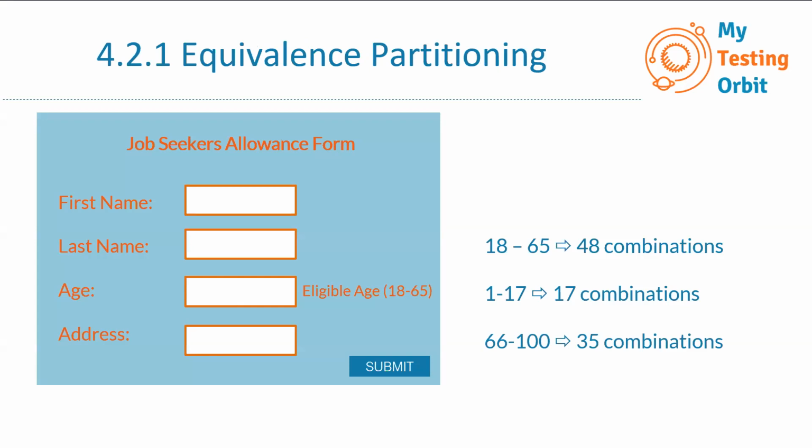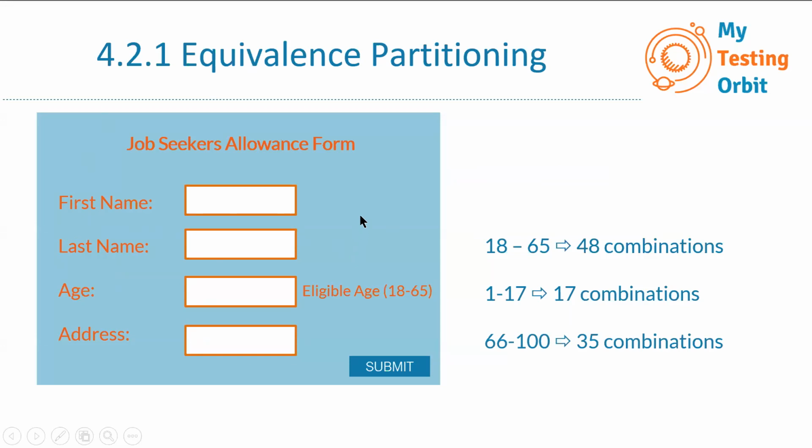Okay, so equivalence partitioning. To understand what is equivalence partitioning and why we even need to apply this technique, let's go through this example. So this is a job seekers allowance form. Whoever is unemployed for a certain period needs to apply for a job seekers allowance. And for that, let's say this is the form. It has certain fields like first name, last name, age, address. So over here, we have to test this job seekers form.